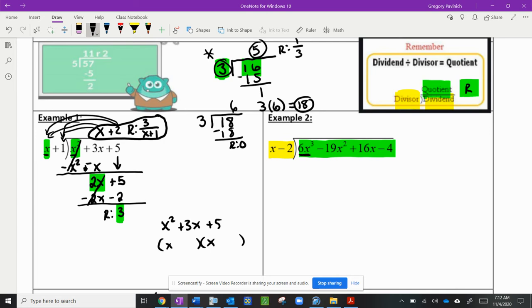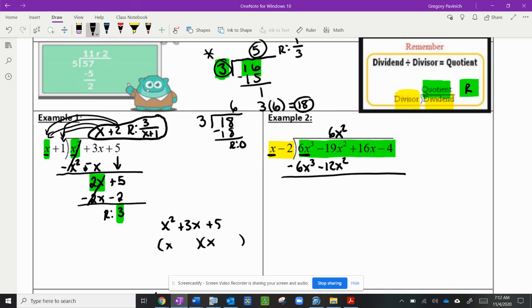So same thing. I'm going to look at these leading highest degreed terms. I'm going to say what multiplies by x to get exactly 6x cubed. So I know I need a 6 and an x squared. And that gives me 6x cubed. But don't forget, I got to multiply the 6x squared also to that -2, the second term in the binomial. I get negative 12x squared.